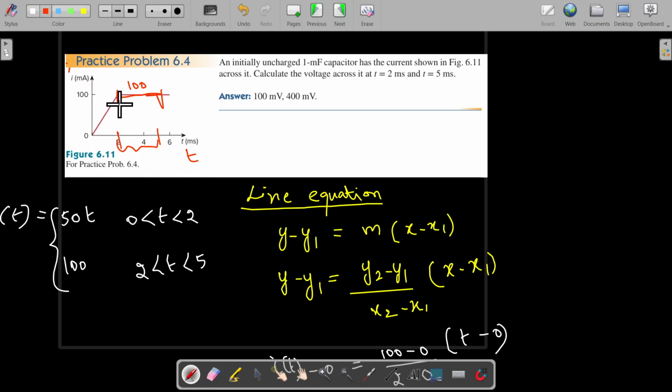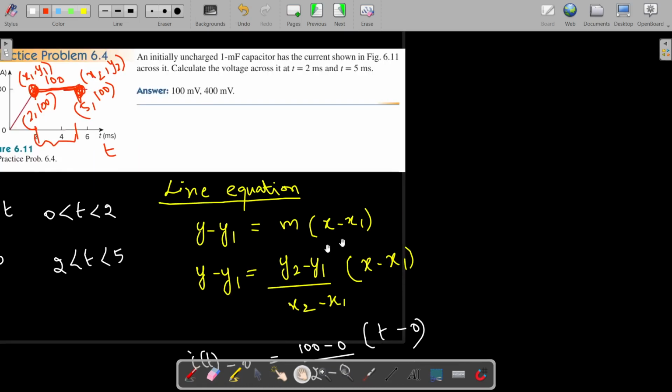So when you look at this particular portion, this is your starting point and this is your end point. For the starting point, this is x1 comma y1, and the end point is x2 comma y2. If you look at this, x1 value is 2, y1 value is 100. Similarly, x2 value is 5 here, y2 value is 100. So using this line equation formula, we'll calculate it for the second portion. Y is nothing but I of t minus y1, and y1 is 100, isn't it?